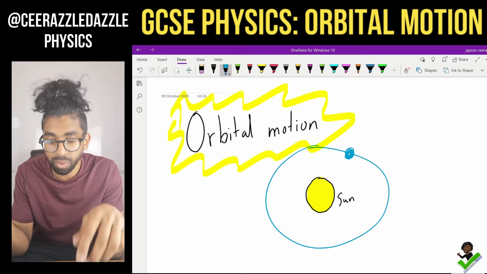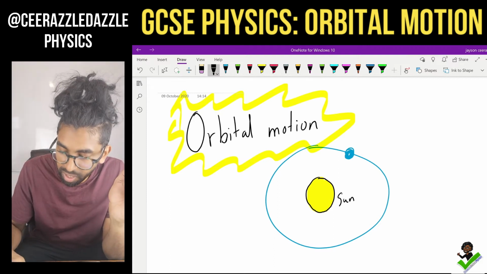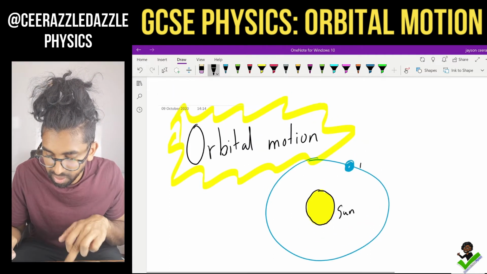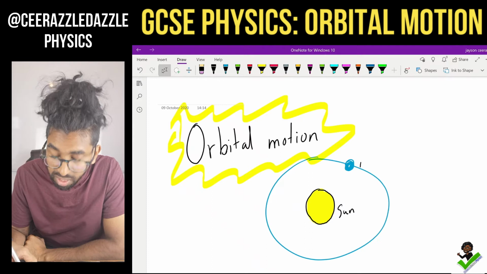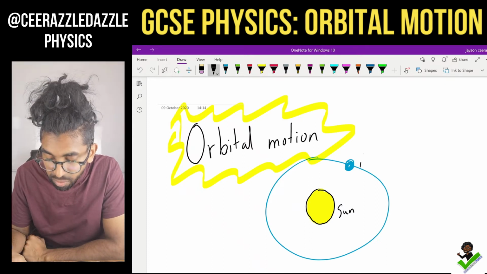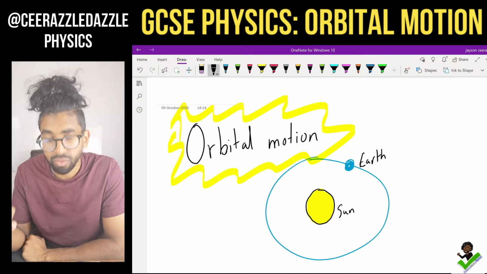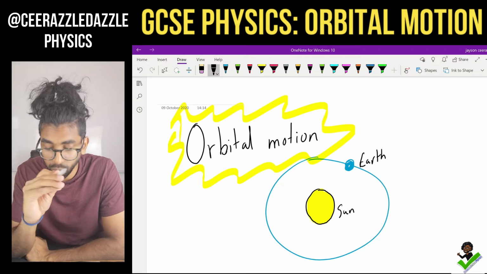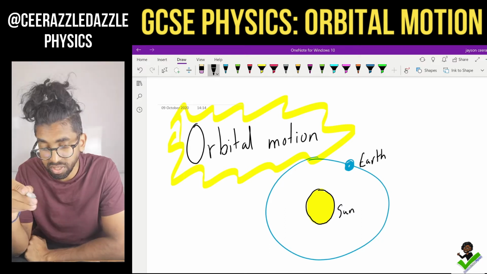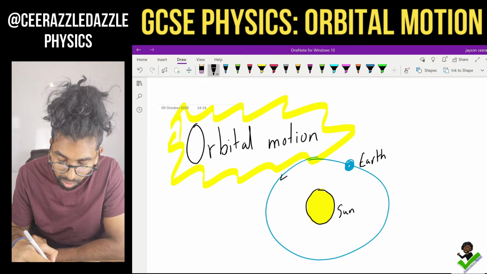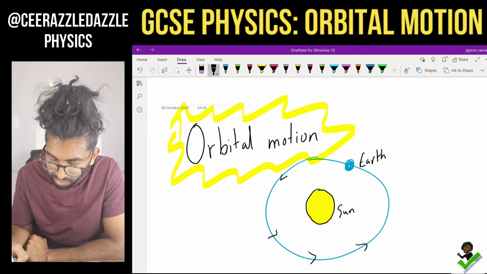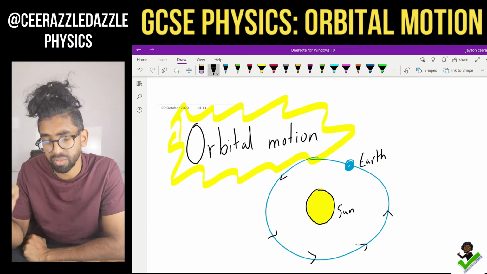So, classic example, we've got the sun here, right in the centre, and we've got Earth over here. We can see that the blue line represents the orbit, so the Earth is going to orbit the Sun. The Earth is going to follow this path all the way around.